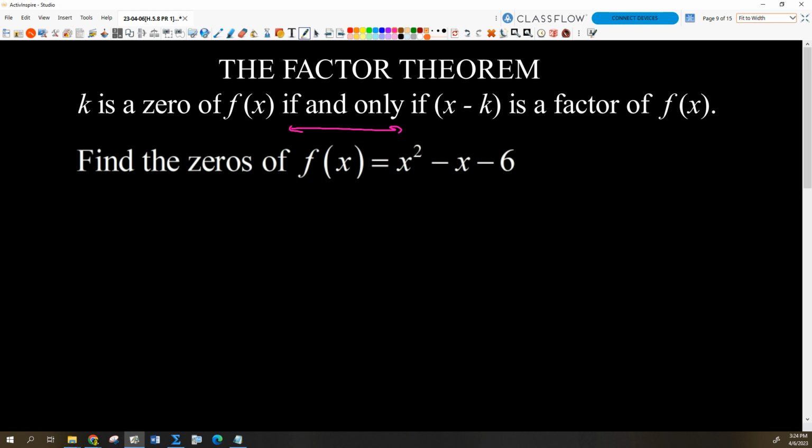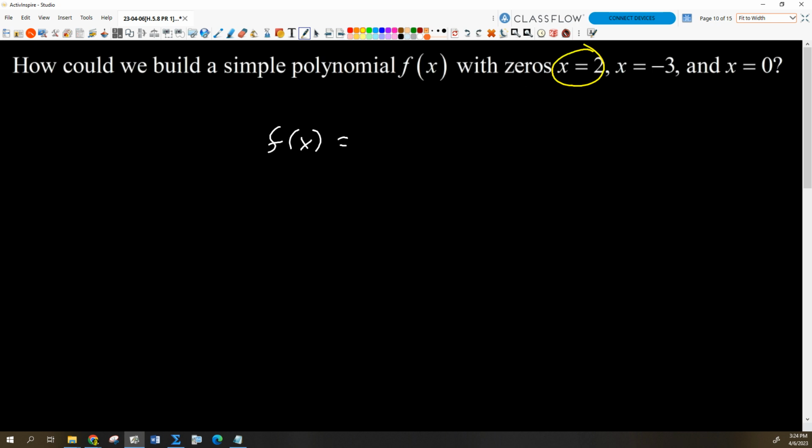It means that k is a zero of f of x if x minus k is a factor, or you go the other way and say x minus k is a factor if k is a zero. It goes both ways equally. They go together. They have to go together. So over here we know that if x equals 2 is a zero, x minus 2 is a factor. You guys have done this. If negative 3 is a zero, what's the factor?